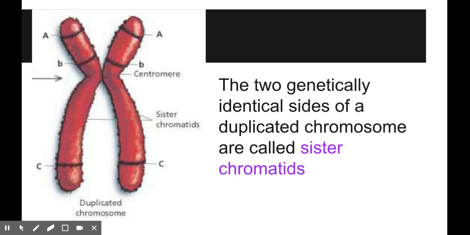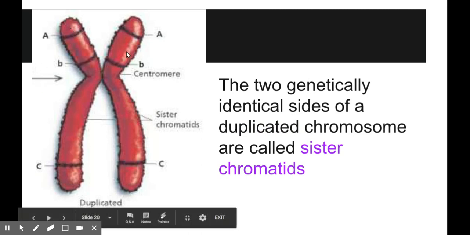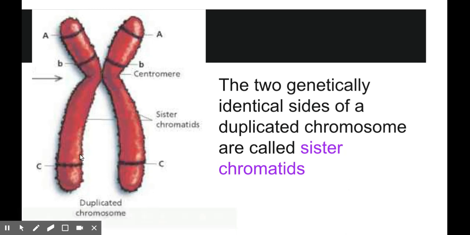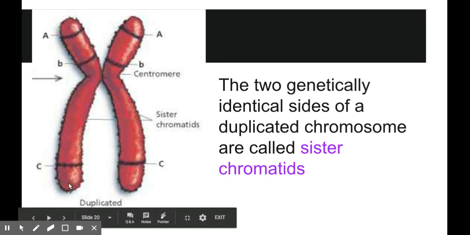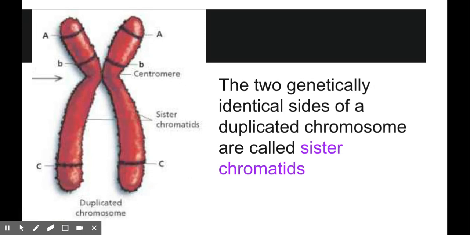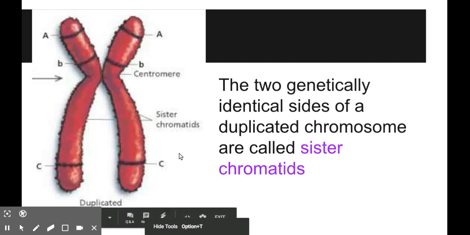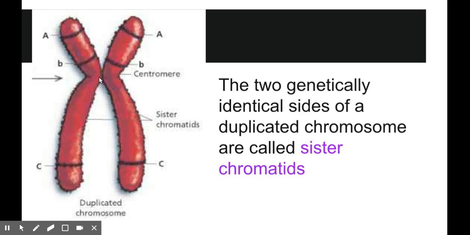One more layer onto this. We actually have a term for the two halves of a duplicated chromosome. We call each half of a duplicated chromosome a sister chromatid. And again, sister chromatids are genetically identical to each other. What we're actually going to do in all types of cell division is split sister chromatids. So a cell should never end division still having X-shaped chromosomes. They always split.